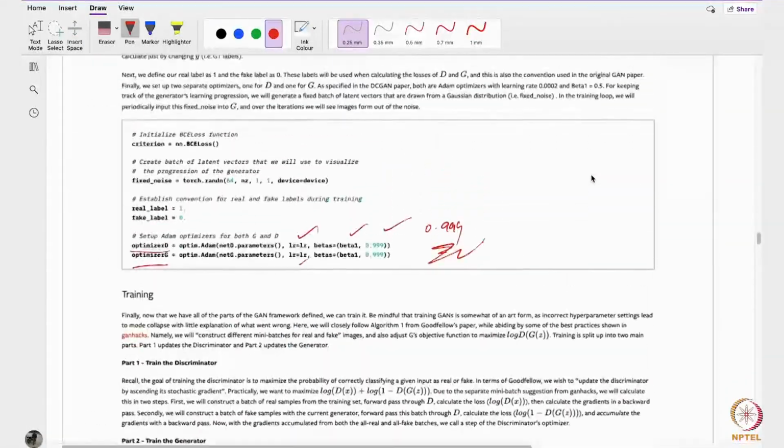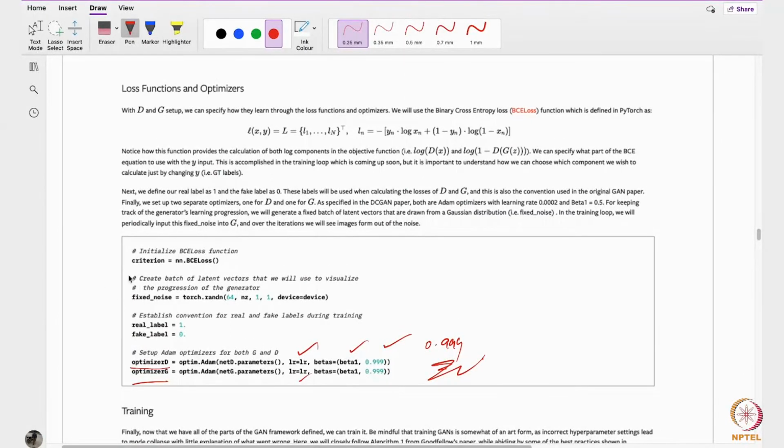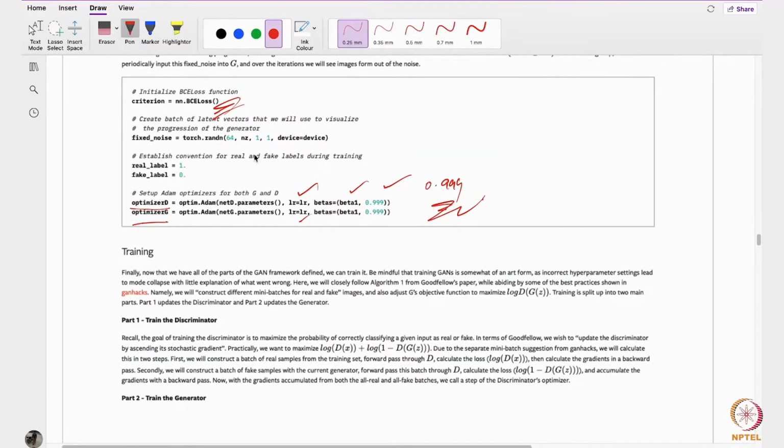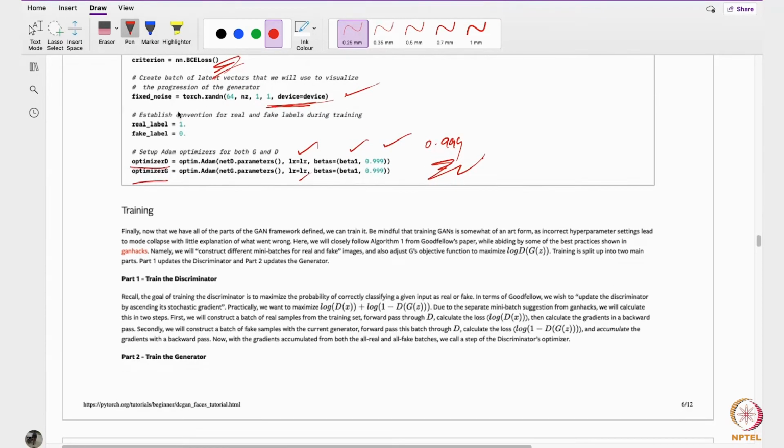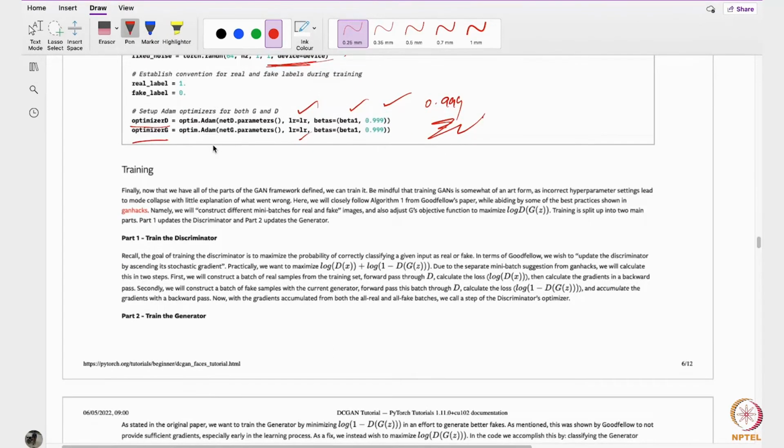Now coming back to loss functions. As I have already mentioned, we are going to use binary cross entropy loss only. Here they have used a fixed noise, for the sake of seeing how exactly the generator is generating the images. Real label is given as 1 and fake label is given as 0. You can see two optimizers given individually for the generator and discriminator. You can bring a lot of changes here and play around with the hyperparameters. These beta 1 and beta 2 values are suggested in the paper, and they have used the same values here.